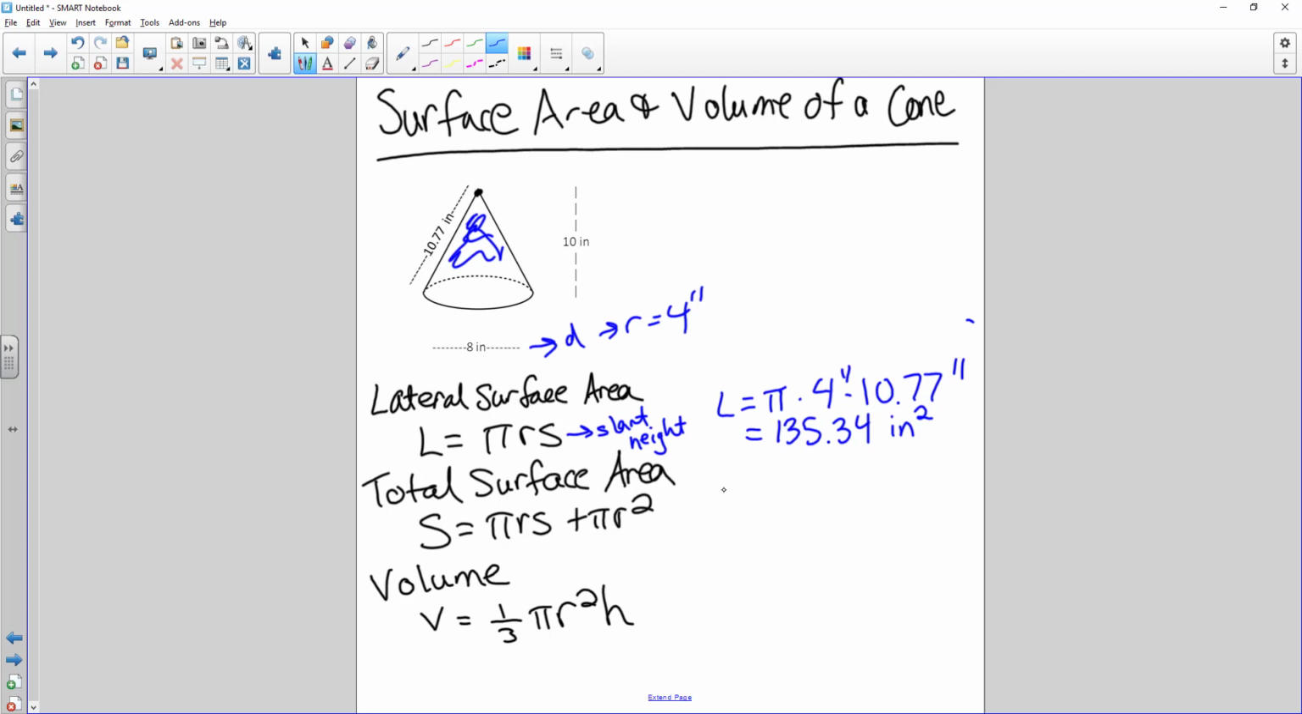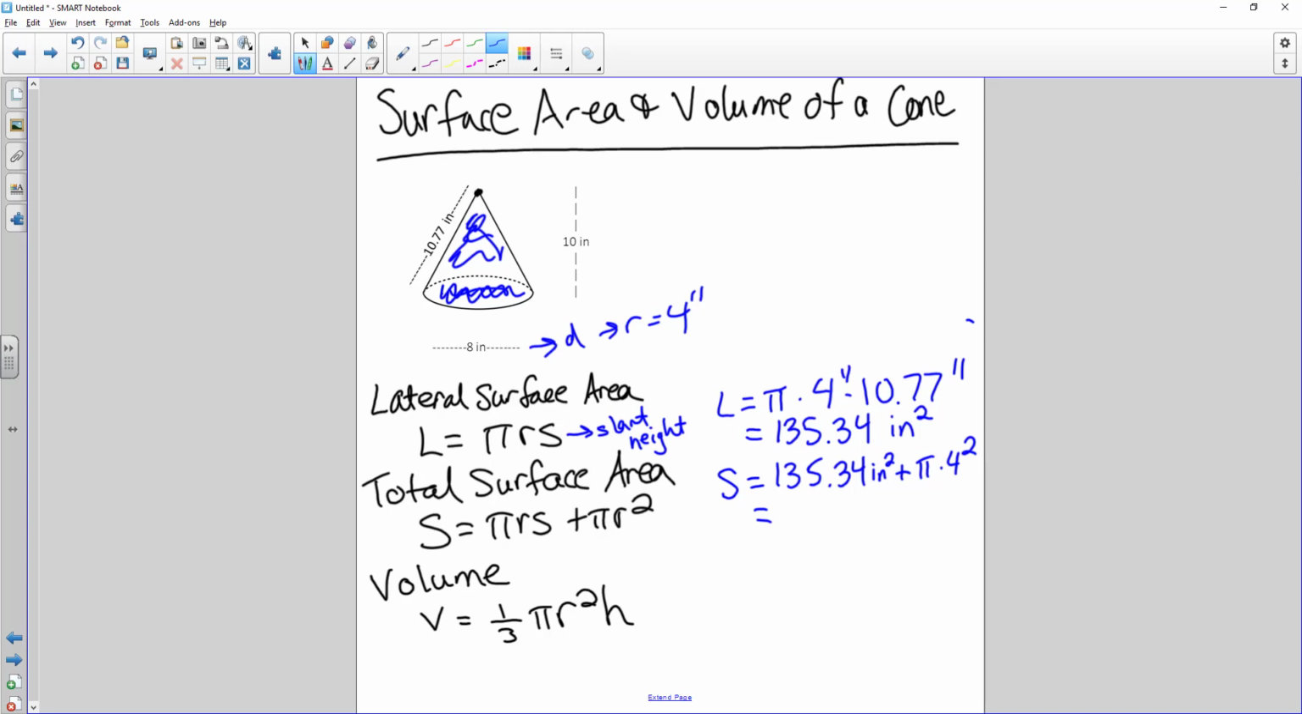Now for my total surface area, I already just did the pi r s, so I'm going to take that. That's my sides, 135.34 square inches, and I'm going to add on pi times 4 inches squared. That pi times 4 squared is the area of the bottom. So if I were to put a base on the cone, the way it looks, then that would give me my total surface area.